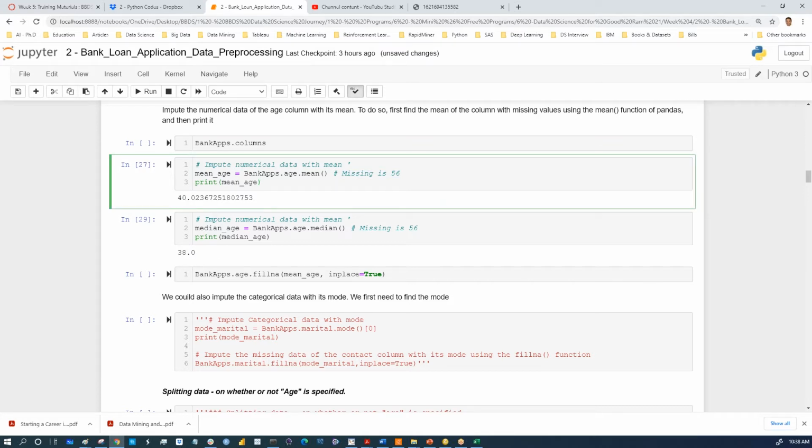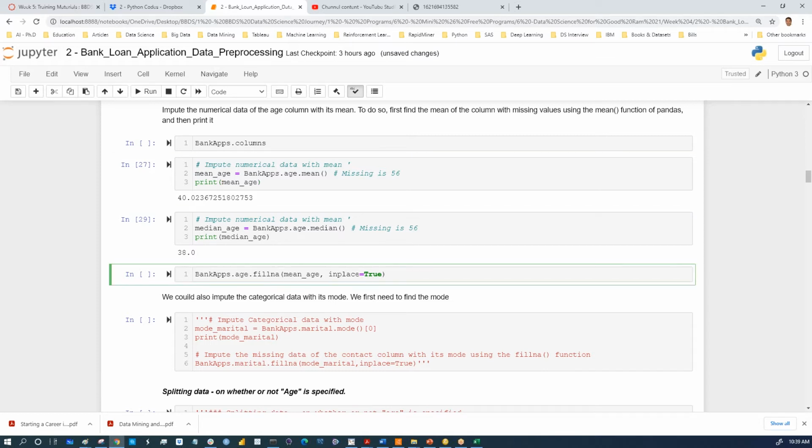Of course, this is simply an approximation, and we might not ever get the true value, but it's better to have a value in there rather than removing the column. So I am going to replace the missing value of age with its mean using the fillna. Fill anything that is not a value, anything that is not applicable.